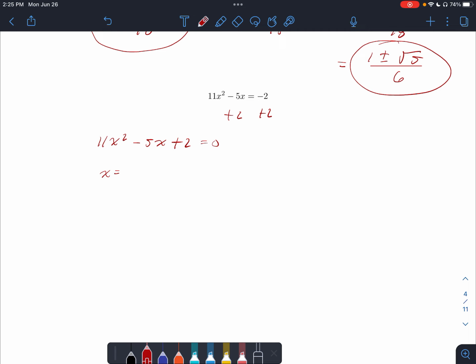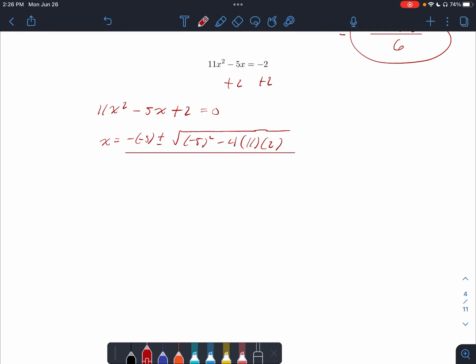So we'll have x equals negative b plus or minus the square root of b squared. I should probably write what b is. Negative 5 plus or minus the square root of b squared, so negative 5 squared minus 4 times a times c. Okay?